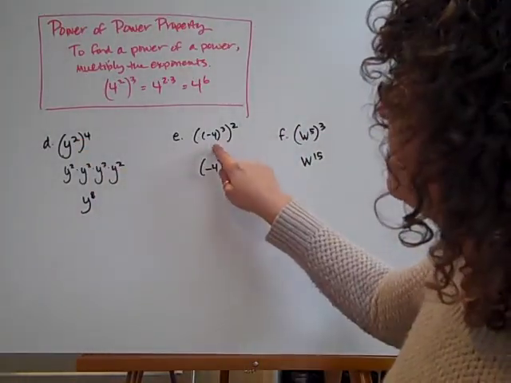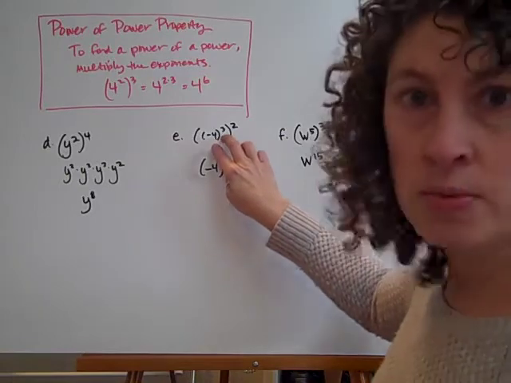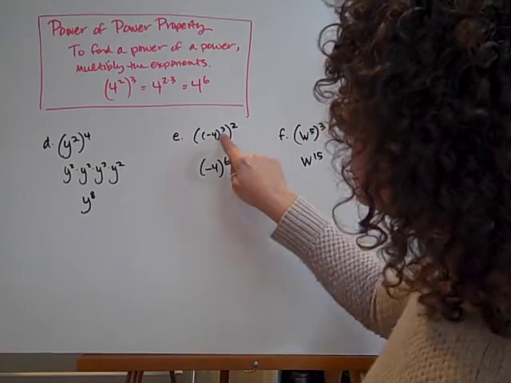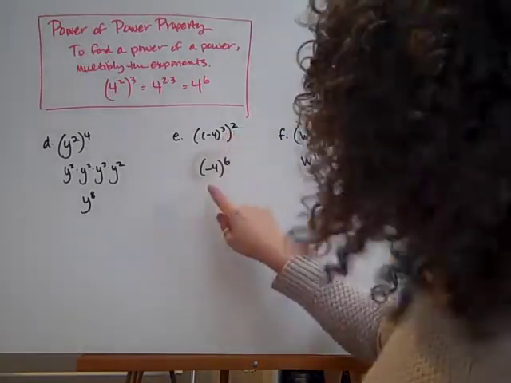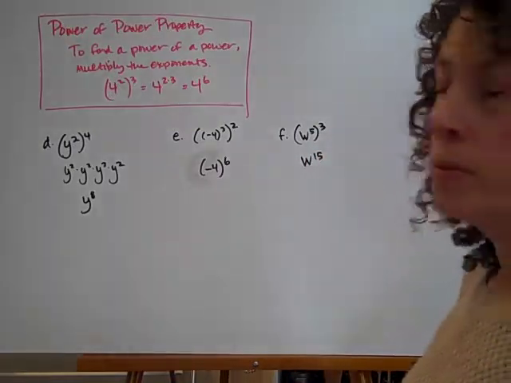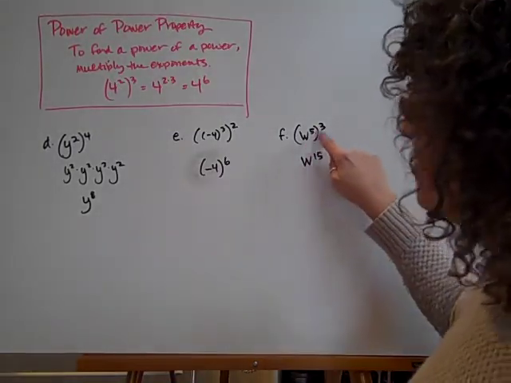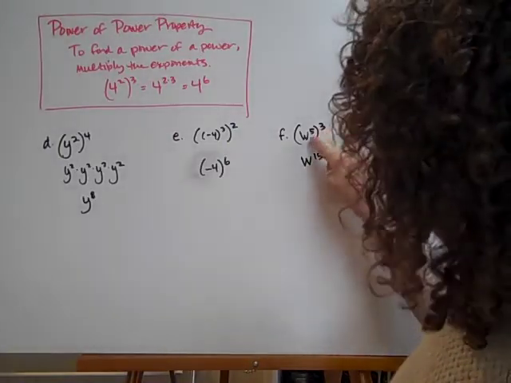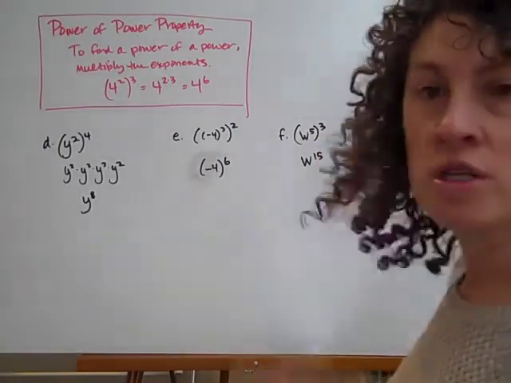All right, here I have negative 4 to the third power. So my negative 4 is in parentheses because I want to keep that negative as part of the base. To the second power, so I'm going to multiply these two exponents, keeping the base. So I have negative 4 to the sixth power. And my last one with a variable in there, I have w to the fifth to the third power. So again, I'm going to keep that w, and I'm going to do 5 times 3, which gives me 15.